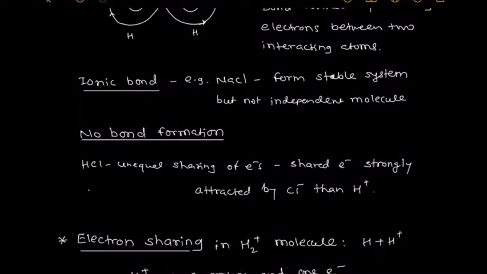Another example, HCl. It forms a stable molecule. H and chlorine interact together. It forms a stable system. But in that example, the electron sharing between these two atoms is not the same. There is unequal sharing of electron. That is, the shared electron is strongly attracted by the Cl minus ion than by the H plus ion. Hence, due to unequal sharing, again no bond formation can take place.